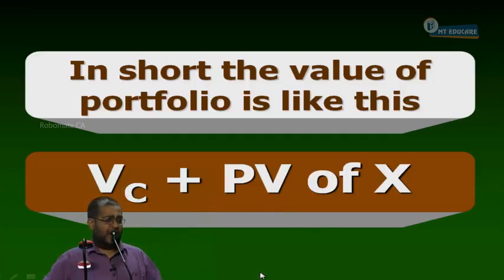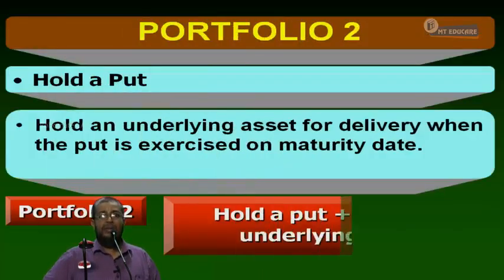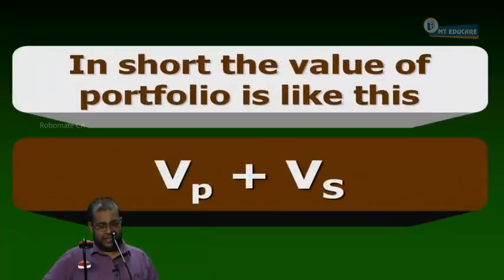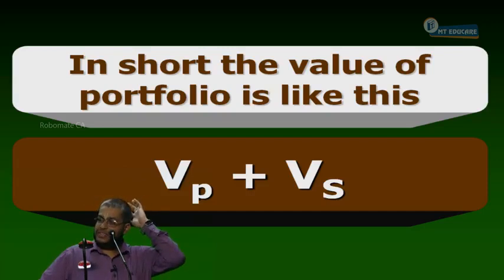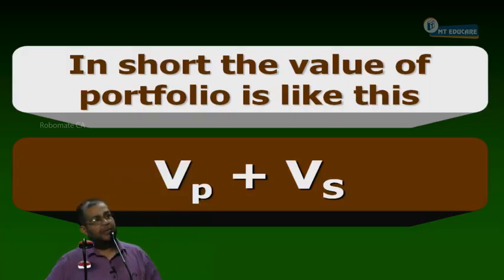Second branch. The value of this portfolio today is VP plus VS. Everybody understood or not? Now next, point A or B? B.